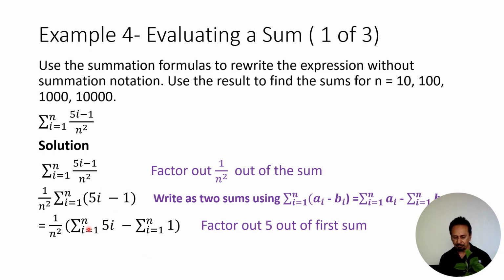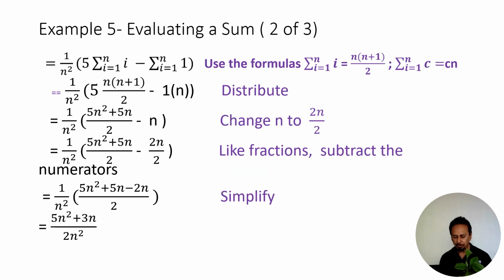Since there is a minus here, we can rewrite it as the summation of 5i and the summation of 1. Now we can factor out 5. So you have 1 over n squared, parentheses, 5 times the summation of i from 1 to n, and the summation of 1, i from 1 to n.